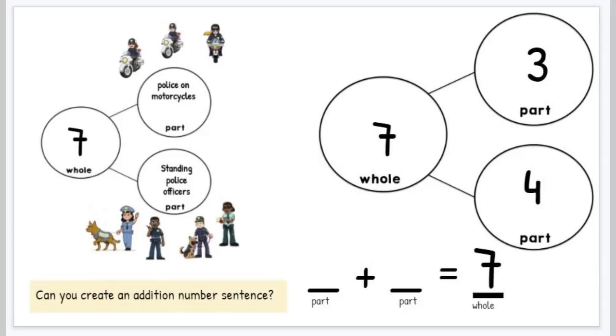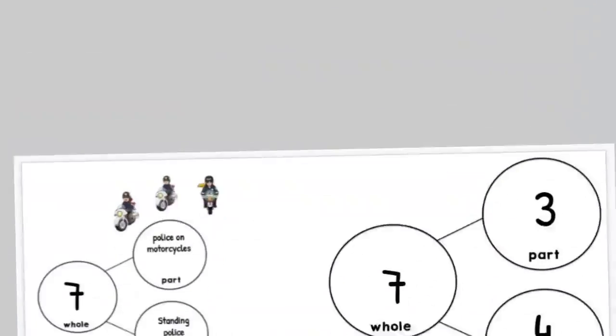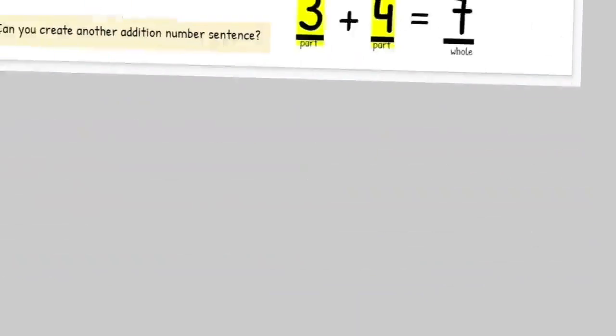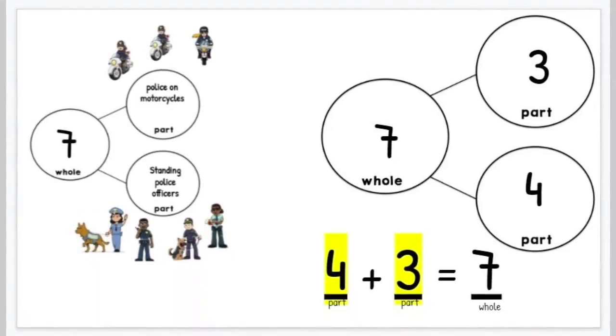So you've done the hard part, friends. You're just ready to fill in the parts. Use your number bond to identify your parts. Yes, so we could say that 3 plus 4 equals 7. There's another way we could write this. Can you create an additional addition number sentence? Very good. You could also say 4 plus 3 more equals 7. Just flip-flop those parts. And you still get your whole amount of 7.